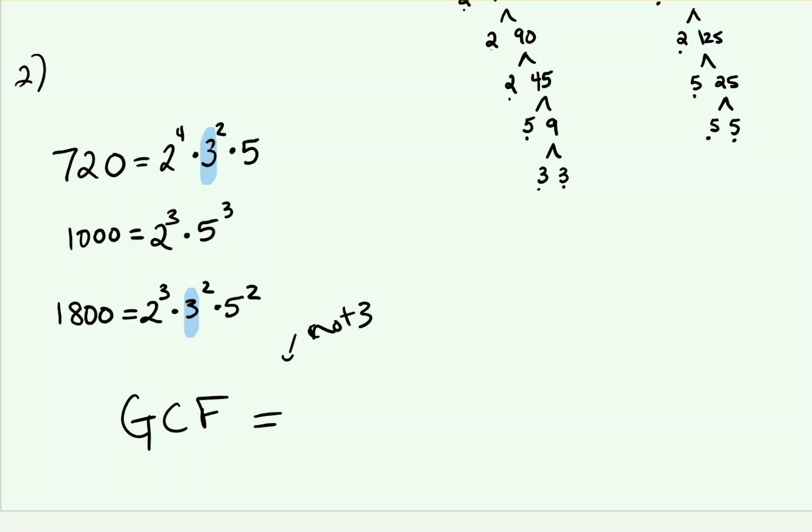However, we see that 2 occurs in every prime factorization and 5 occurs in every prime factorization. So we will have 2 times 5. Now all that's left to determine is to what exponents. And here we just look at them piece at a time, and remember we're going to choose the least exponent that occurs for any of the factorizations.